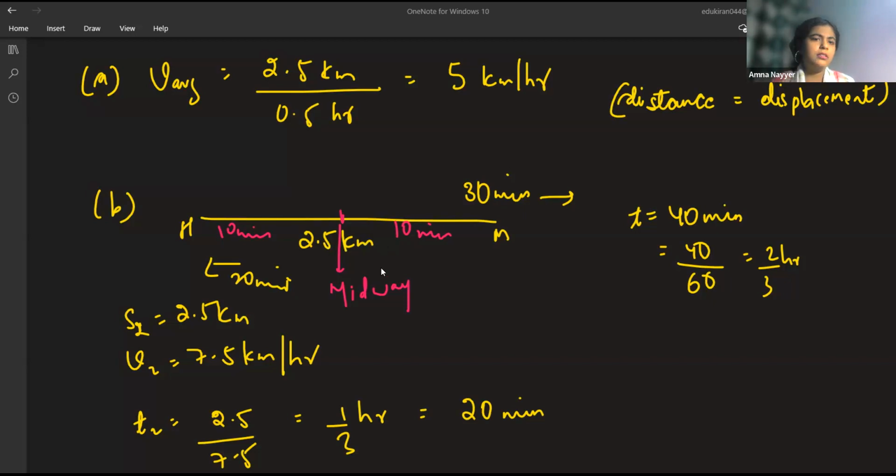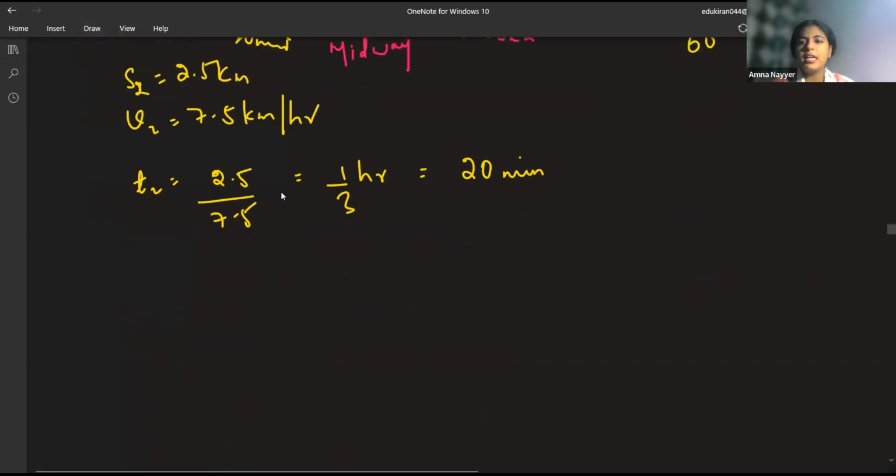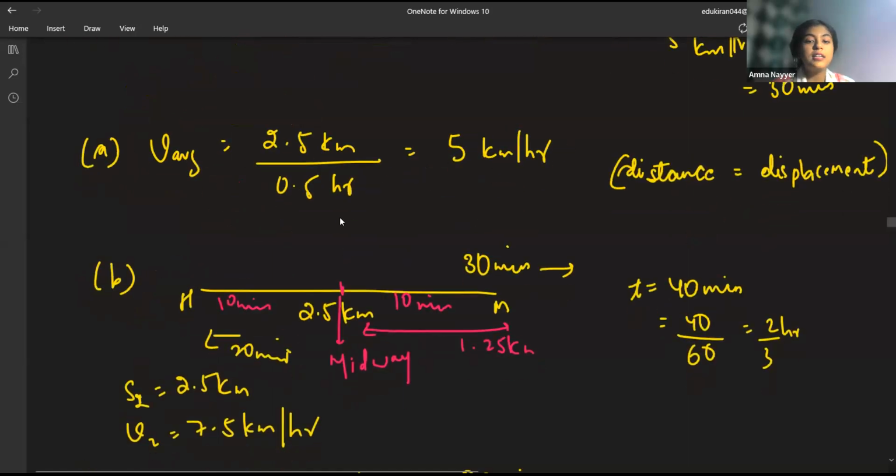Midway means distance will also get divided. Instead of 2.5, this distance becomes 1.25 kilometers. Now, coming to our calculation, we have to find out average speed and average velocity. So look, for average speed, total distance covered. What is the total distance covered? From 0 to 40 minutes. Means from home to market, then to midway. That is 2.5 kilometers. Then this 1.25 kilometers.